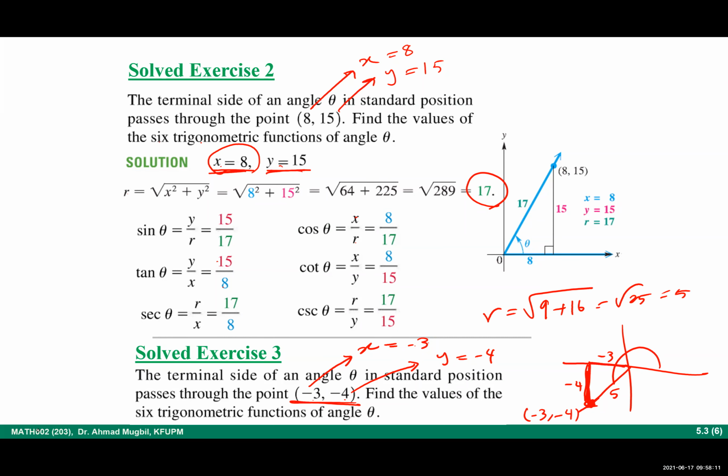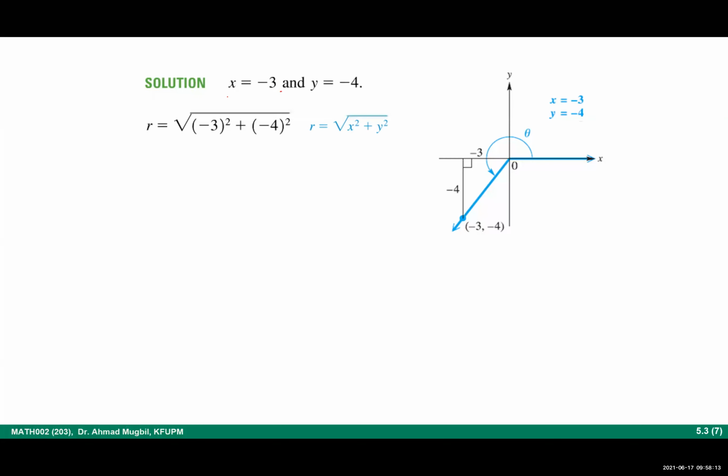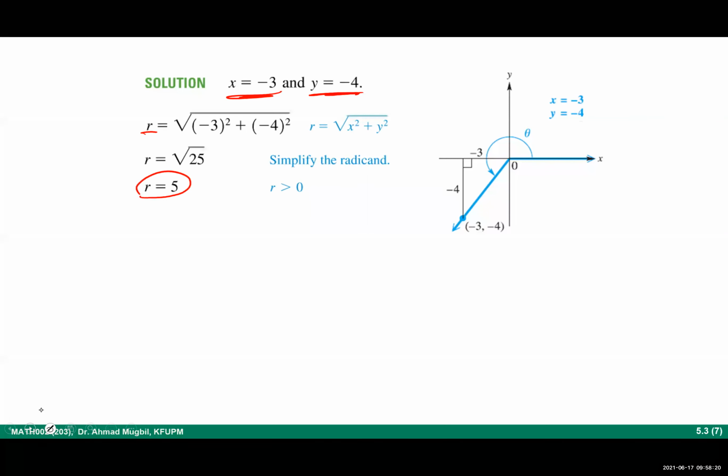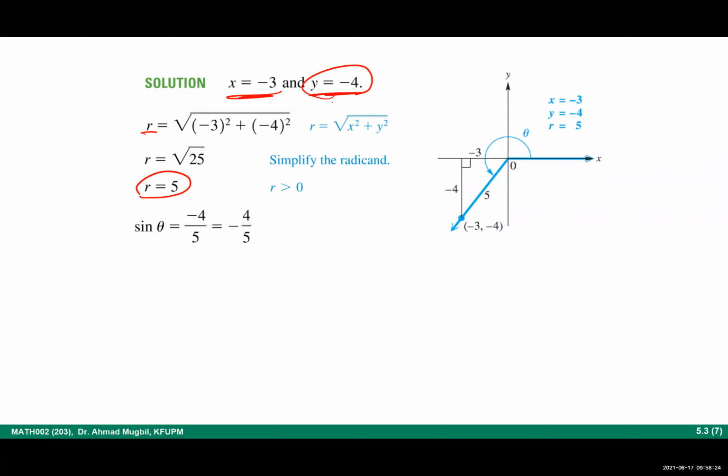So now you have X, you have Y. Find R. This is R. Halas, now you can find whatever you want. Sine will be what? Sine will be Y over R. -4 over 5, which is -4 over 5. Don't write, Shabab, the negative in the denominator. Never ever write it in front of the number or in the denominator. Similarly, cosine will be X over R, -3 over 5.